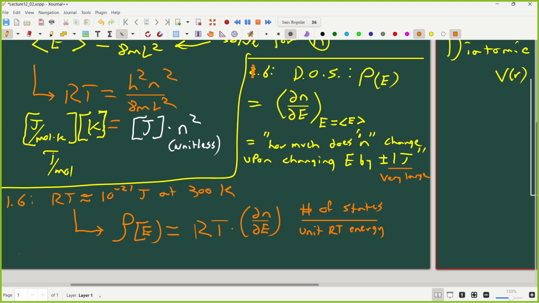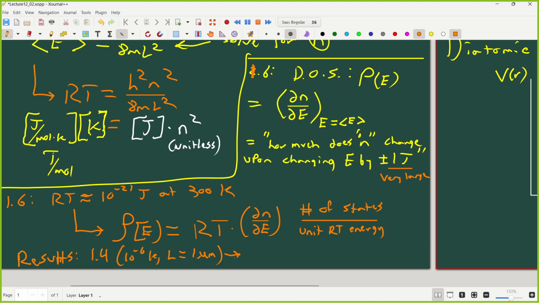And what we saw the results was that for 1.4, which is 10 to the minus 6 Kelvin, and length is 1 micron, a microscopic cold box, rho is about 2. Okay, so if I move my energy probe a little bit around the energies that most of the molecules are, which is at RT, I only change N by roughly 2. Which means there's only a very, very small number of energy states to pick from.